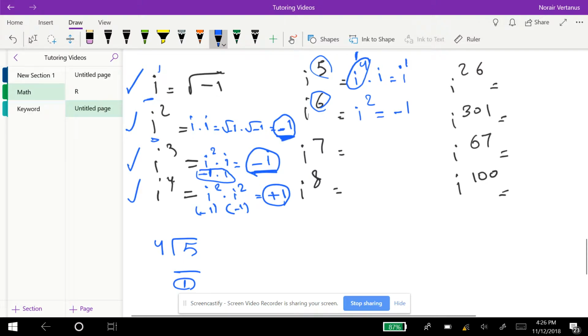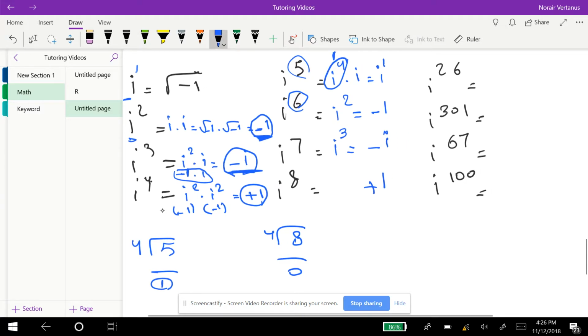i to the 7th divided by 4, the remainder is 3. So that's i to the third, the same as -i. And then i to the 8th: 8 divided by 4. What is the remainder? The remainder is 0. That's the same as i to the fourth, which is +1. This can become basically i to the power of 0. Anything to the power of 0 is 1, so that becomes just +1.